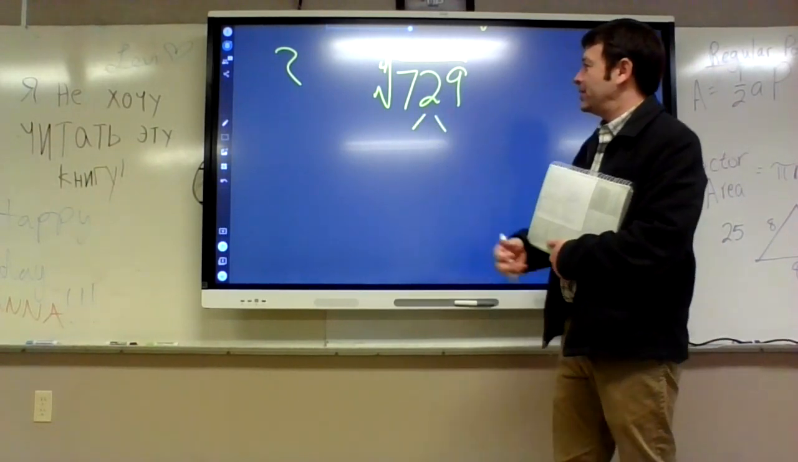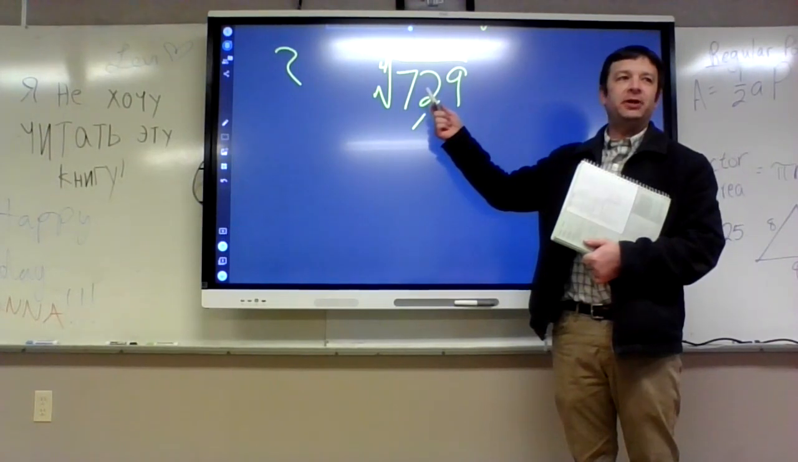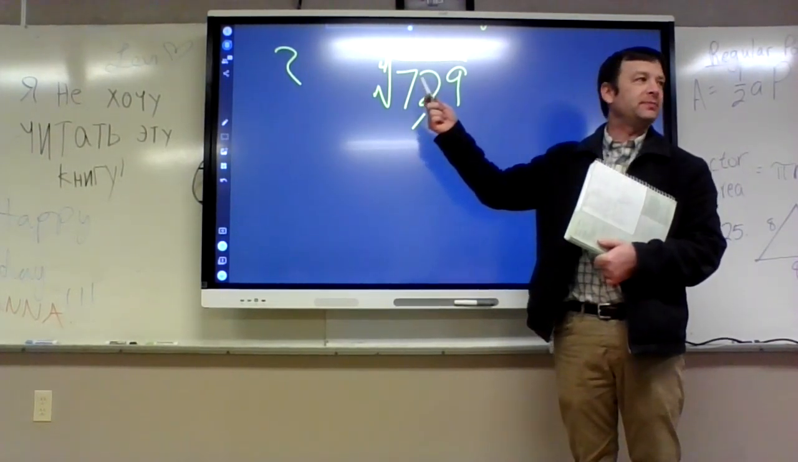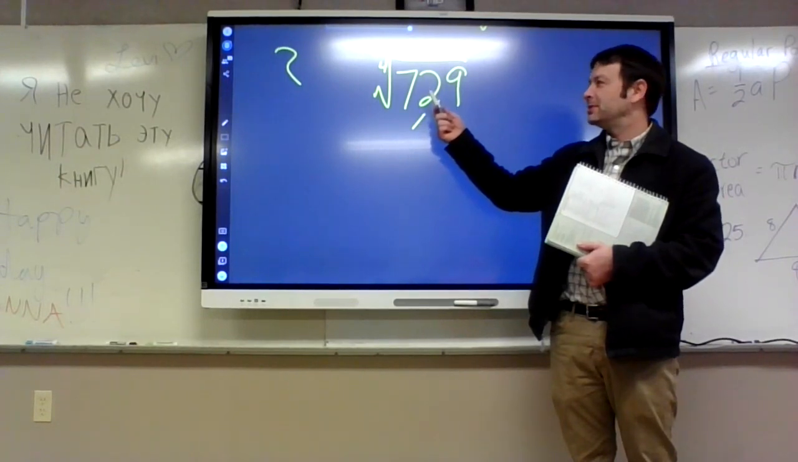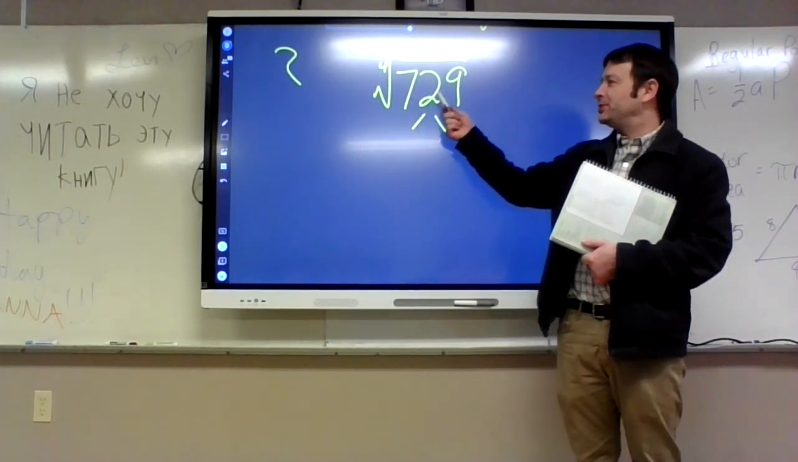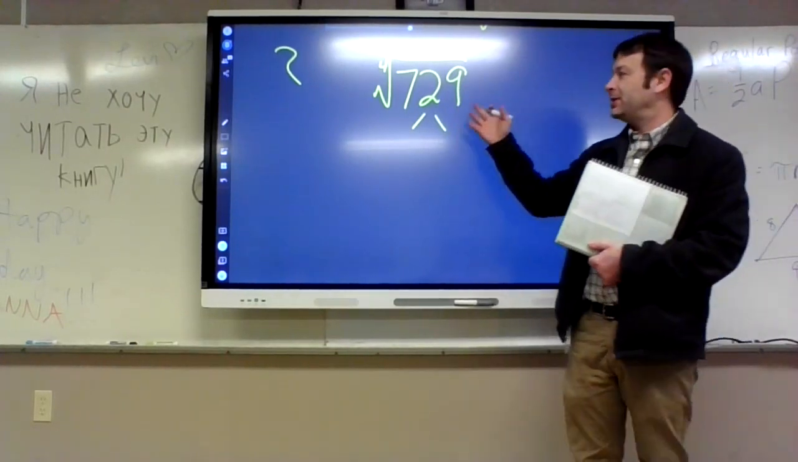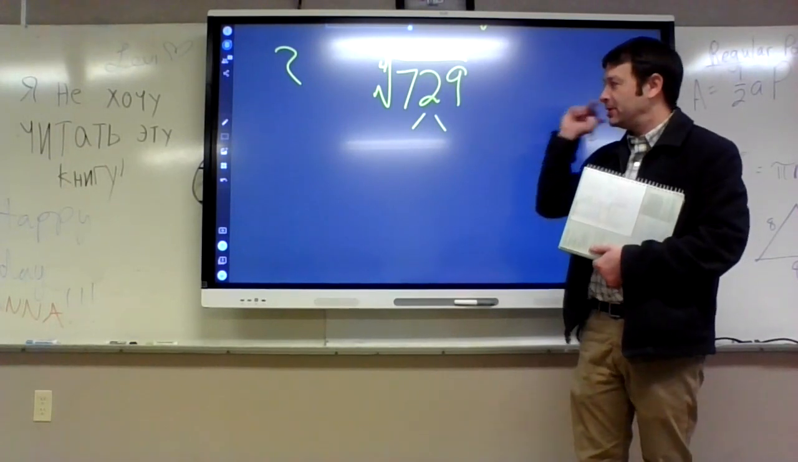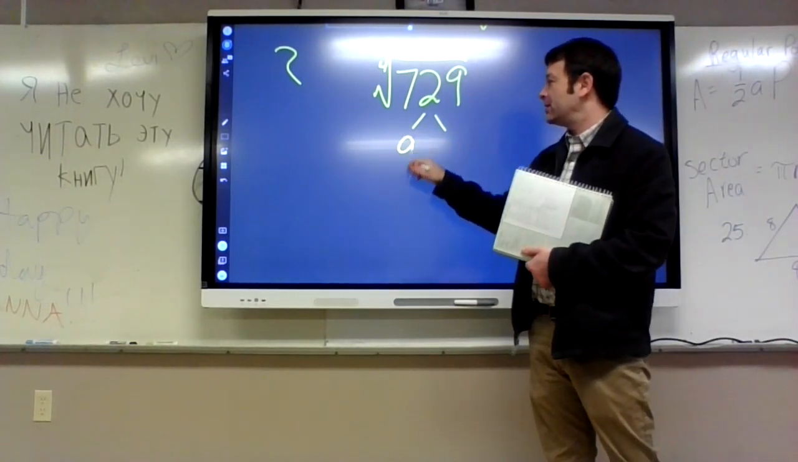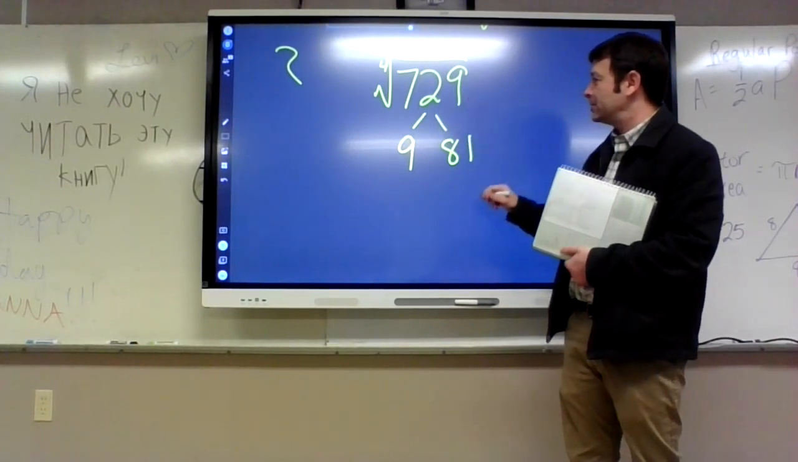Guess what goes into 729? You guys remember the nines trick from 7th grade? If it has a 9 at the end, or if the digits add up to something 9 can go into. 7 plus 2 is 9, plus 9 is 18. If 9 can go into 18, then 9 can go into 729. 3 could work too. Doesn't really matter, but 9 goes into 72 8 times, goes into 9 once.